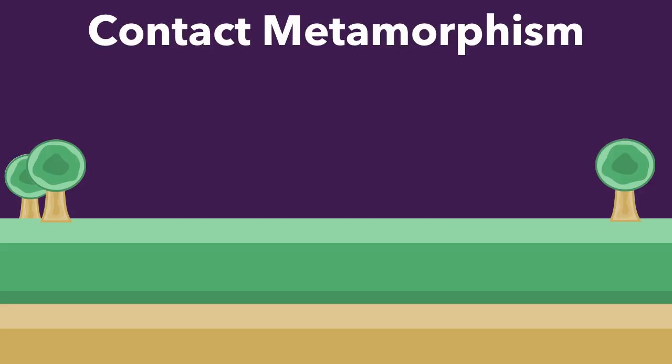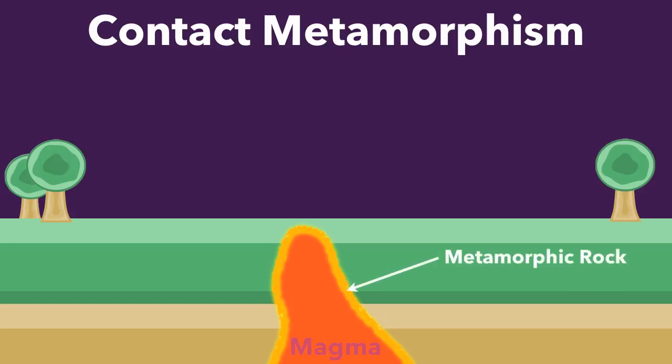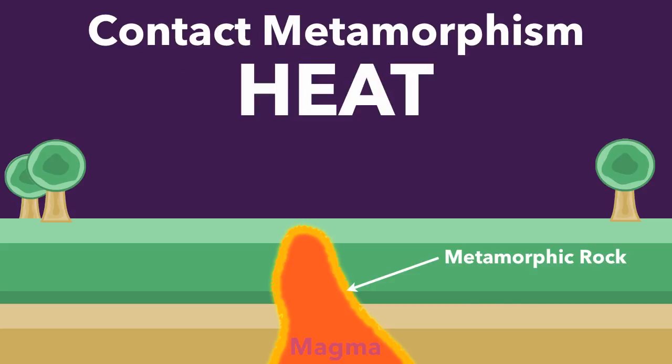So imagine that one day an intrusion of magma forces its way up through these layers of rock. Now, all of the existing rock is going to be burned by the heat of the magma. So all along the edge of this magma, shown here in orange, you're going to have rocks that have been burned by the heat of the magma. That burning causes them to change or metamorphosize into something new. So anywhere you see the orange, you're going to have some metamorphic rock. This is caused primarily by heat.